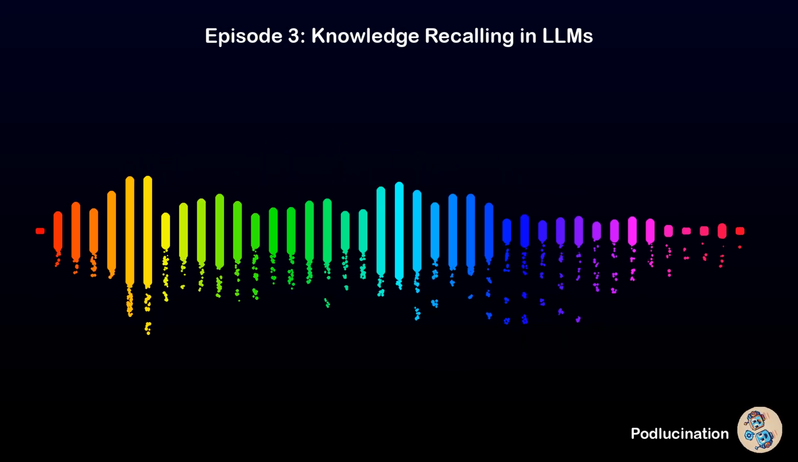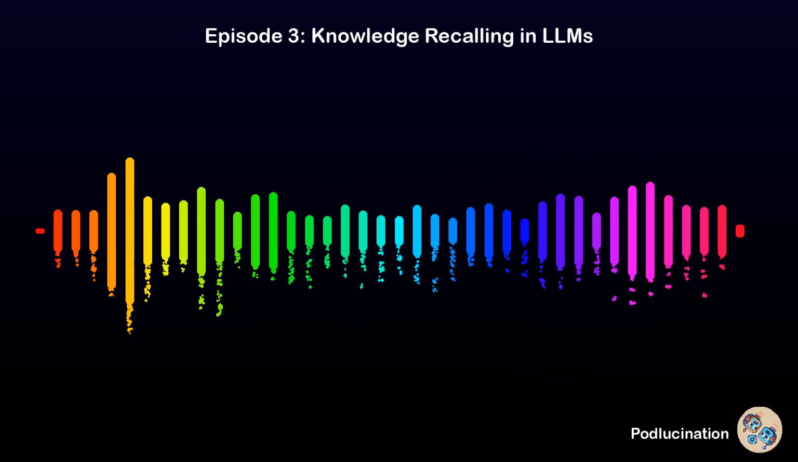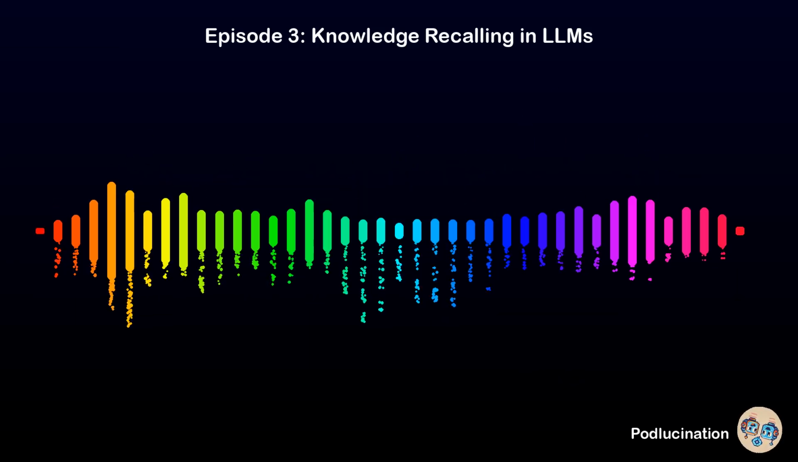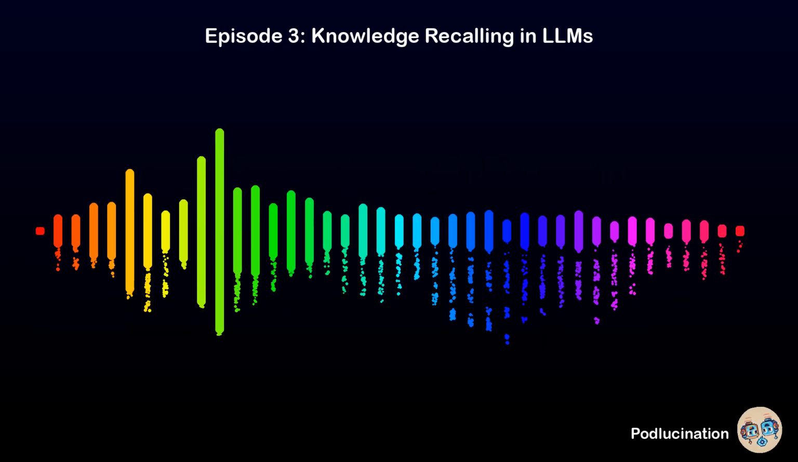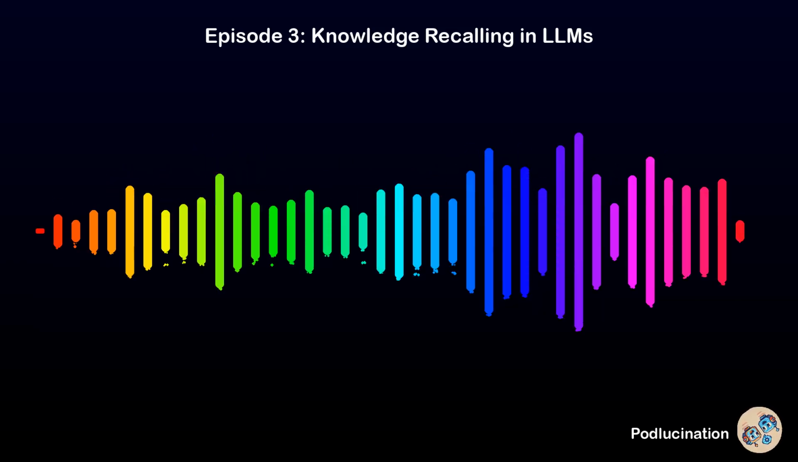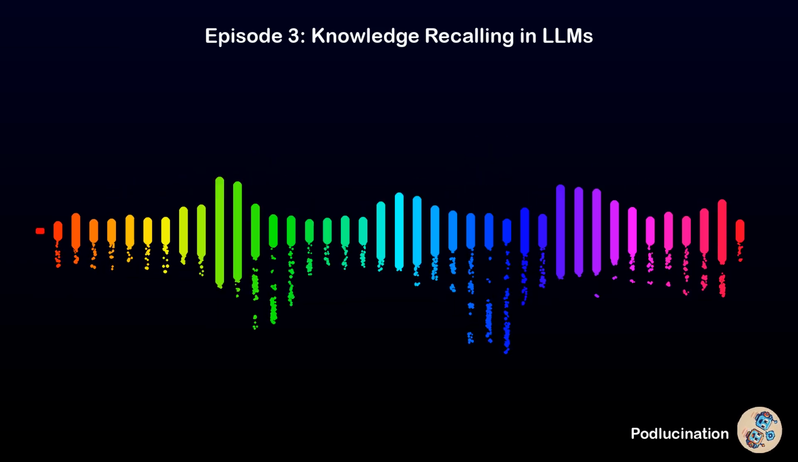Let's switch gears to the second paper. Cutting Off the Head Ends the Conflict. This one deals with a big challenge. What happens when an LLM's internal knowledge clashes with new information? Yeah, that's a tough one.